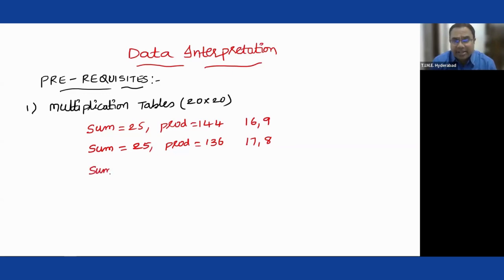I'll ask you one more question. See, observe here, I'm not changing my sum. My sum remains constant. Sum 25, product 126. That is why I'm telling you, multiplication tables are very, very important, students, right? Anybody? Product 126, sum 25. Quick. Someone has answered. Let me check. Very good, Pradeep. 18 and 7. 18 and 7.